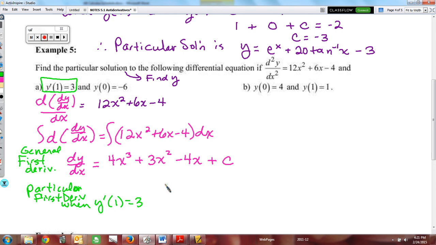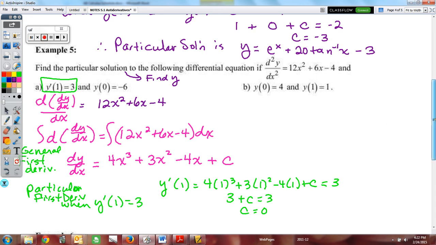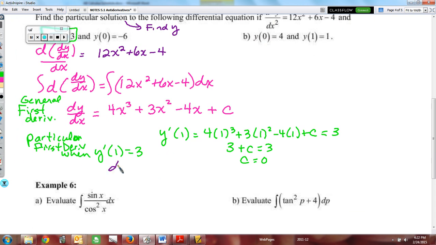So y prime is just another notation for dy/dx. So y prime of 1 is 4 times 1 cubed plus 3 times 1 squared minus 4 times 1 plus c, which has to be 3. This gives me 4 plus 3 is 7, minus 4 is 3, so 3 plus c equals 3. So c in this case happens to be 0. So after this first step, the particular first derivative is 4x cubed plus 3x squared minus 4x plus c.